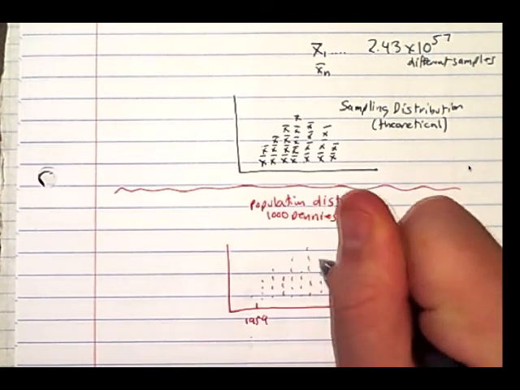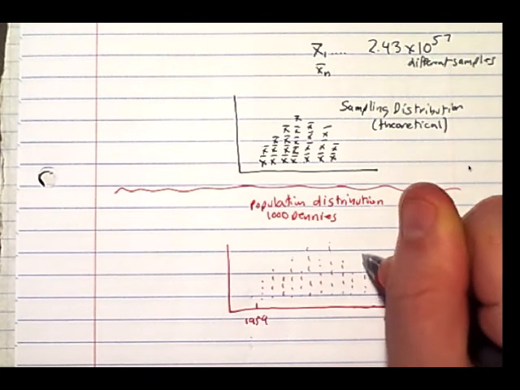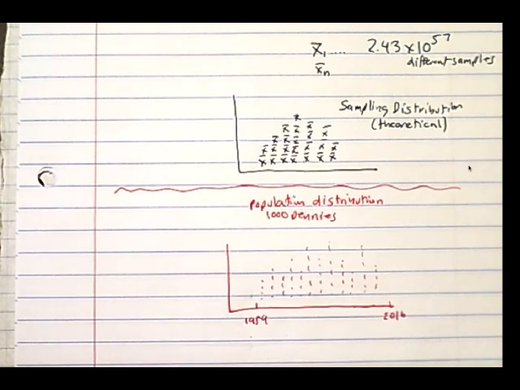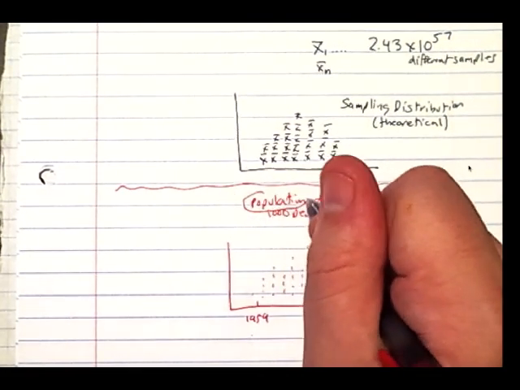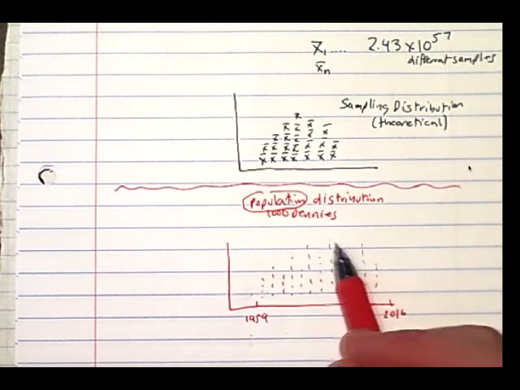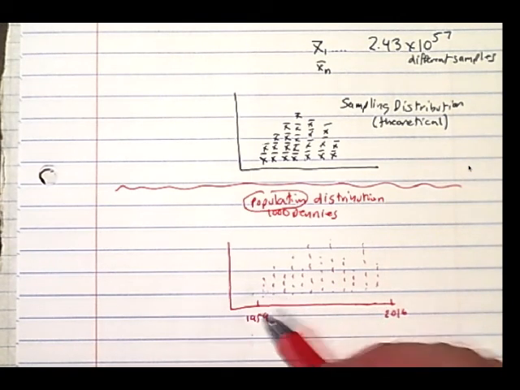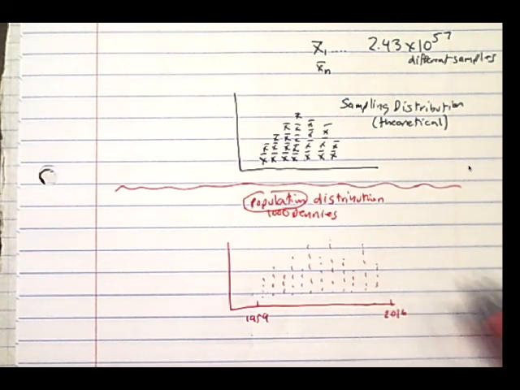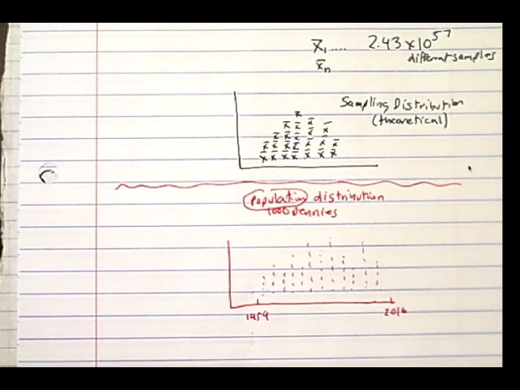Now, I wouldn't call these things X bars because they're individual values. They're just individual values. And that's the distribution of all 1,000 pennies. So there would be 1,000 dots if you're doing it on a dot plot, or the frequencies should add up to 1,000. So hopefully that makes some sense.